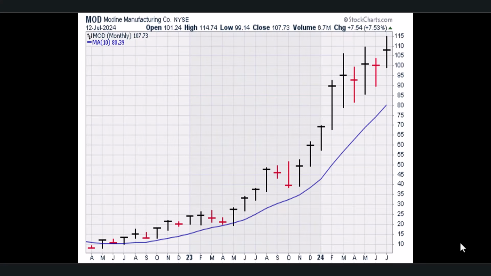According to Prime Trade Select rules, a stock is in a bull trend on a monthly basis if the stock price is above the 10-period or 10-month simple moving average. The monthly chart shows that MOD is well above the moving average line, so the monthly trend in MOD is up.